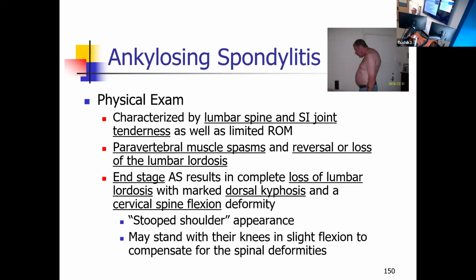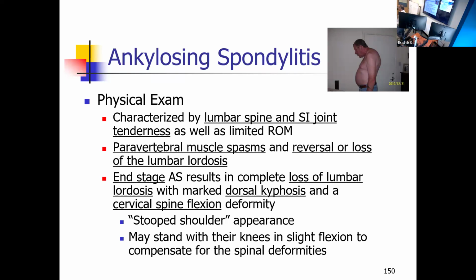Once again, you might see this on their back depending on what stage they're in. This picture is key here. Because what you'll tend to see is the paravertebral muscles, and they're just not functioning as well. They're not as strong as they should be. They'll have a lot of spasm there. What you will see is this, the loss of lumbar lordosis, okay, significant dorsal kyphosis, and cervical spine flexion. This is obviously seen at the late stages.